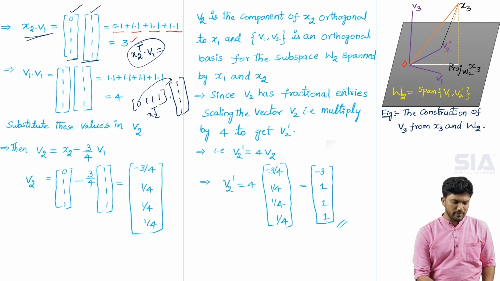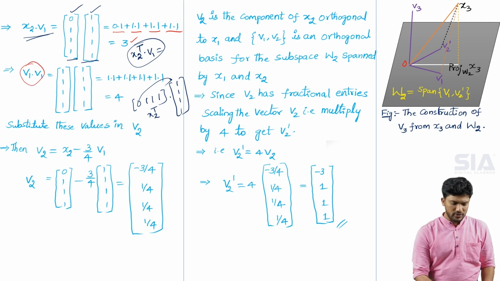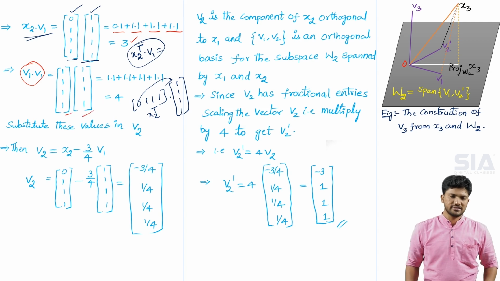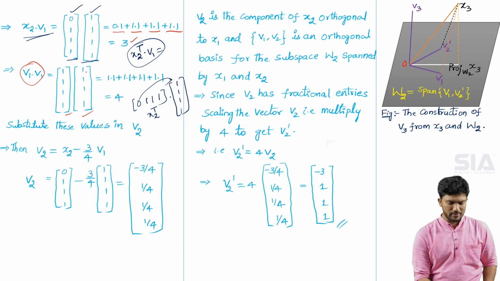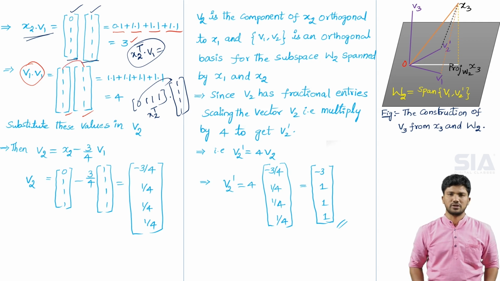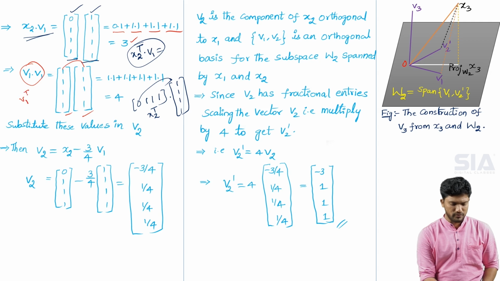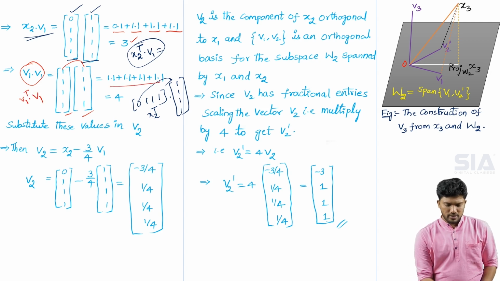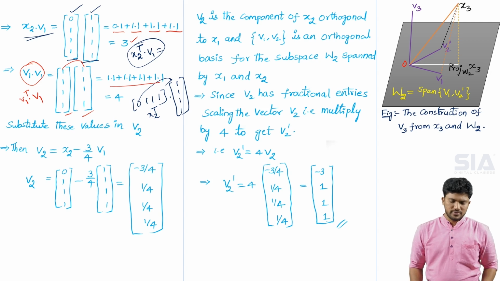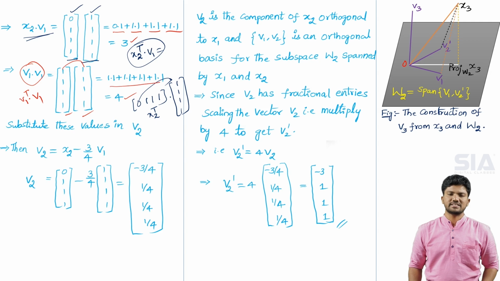Next, in the denominator we have the product v1 into v1. You can directly take the vector v1 and again the second vector also v1, and multiply corresponding elements. You can write it in this format, or also as v1 transpose into v1. By multiplying those two vectors, 1 into 1 plus 1 into 1 plus 1 into 1 plus 1 into 1, that value is equal to 4.